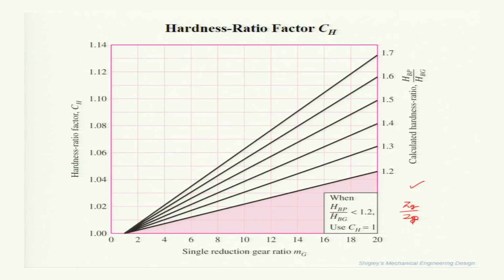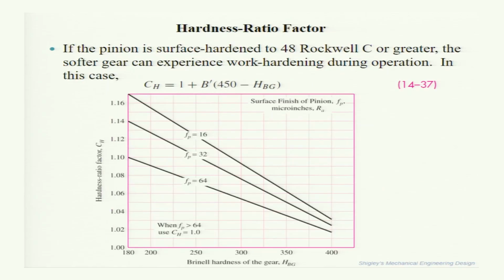Now, when HBP divided by HBG is less than 1.2, that means if this ratio is below this, then what to do, because there is no curve. So, for that use CH equal to 1. For the hardness ratio factor, knowing the surface finish of the pinion FP in micro inches RA, you will have these curves. So, depending on the Brinell hardness of the gear HBG, you will get the hardness ratio factor CH.